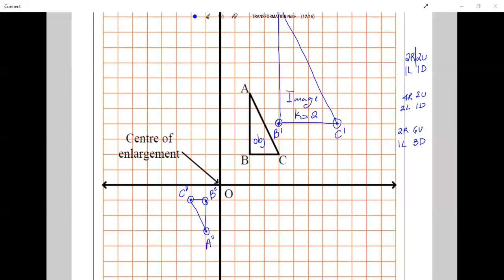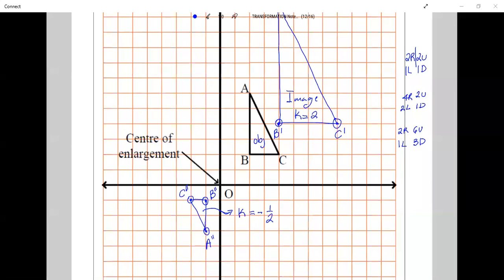All right. Now, this is another image where K here is equal to minus a half. So, points to note: when K is negative, the object and the image are going to be on opposite sides of the center of enlargement. If K is more than 1, for example, when K is 2, the image is larger than the object. When K is less than 1, for example, if K is a half, the image is smaller than the object. So those are just points to note.